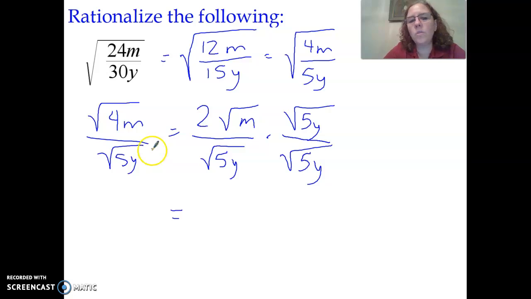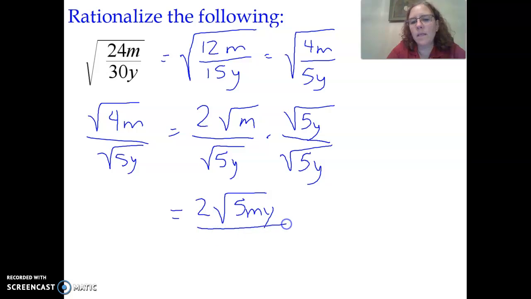Okay, so the 5y. Does the 5y affect the m, or does the 5y affect the 2? All right, if you thought m, you were correct because they're both inside the square root. So I'm going to put 5my. I'm going to choose to put it in alphabetical order. It really doesn't matter. You could do it the opposite way. And then I've got that 2 on the outside. And then in the denominator, I have 2 5s and I have 2 y's.